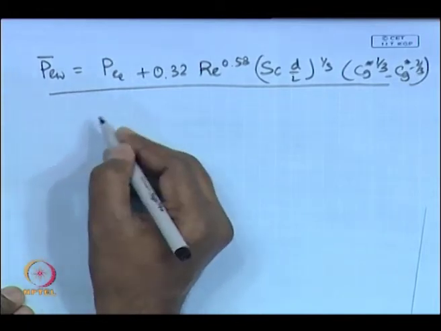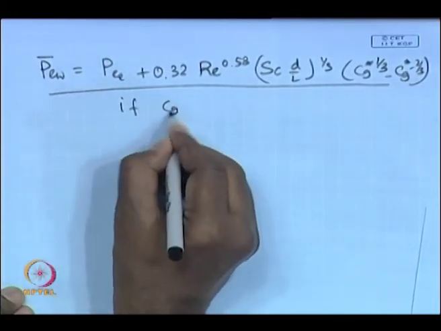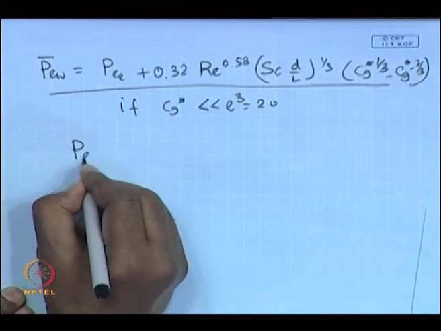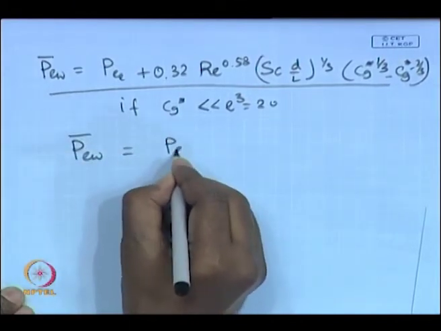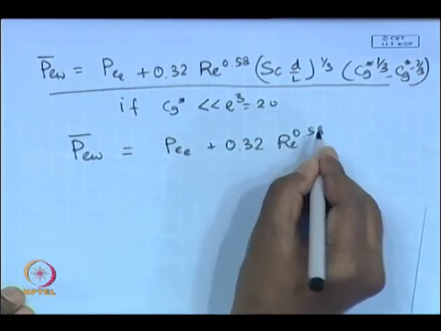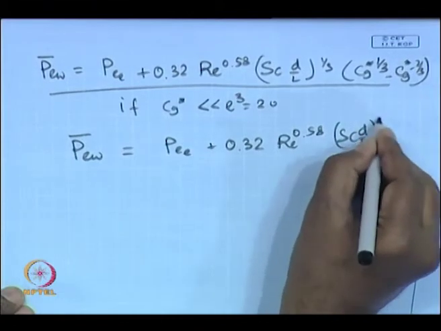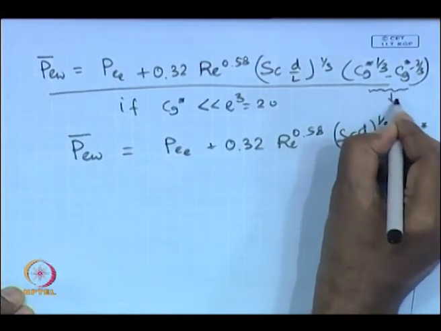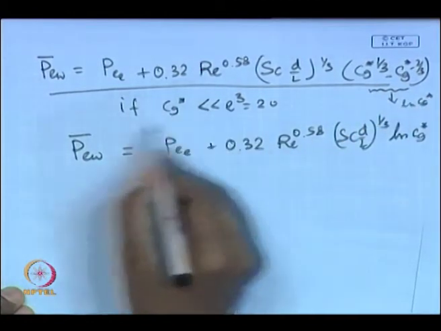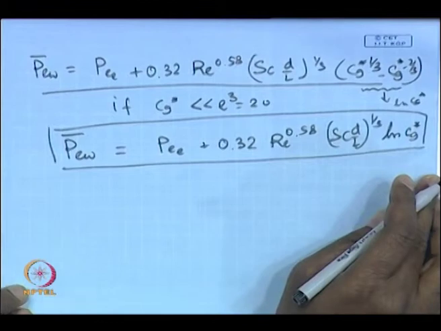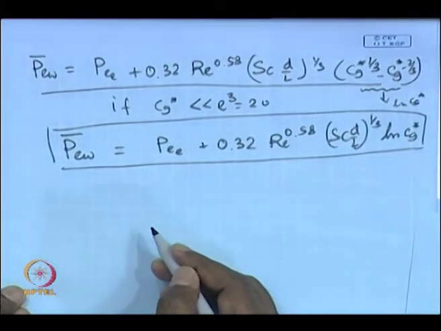For the limiting case, we have discussed this. If Cg star is much less than e to the power 3, that is 20, this boils down to the expression PEE plus 0.32 Reynolds to the power 0.58 Schmidt d by L raised to the power 1 upon 3 times ln Cg star. This quantity becomes ln of Cg by C naught if Cg star is less than 20, which we have already discussed in our earlier case, when we talked about laminar flow, gel layer controlled ultrafiltration and the integral method of solution.